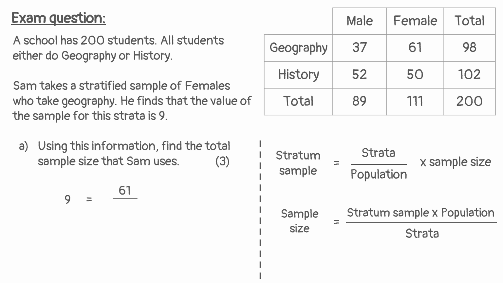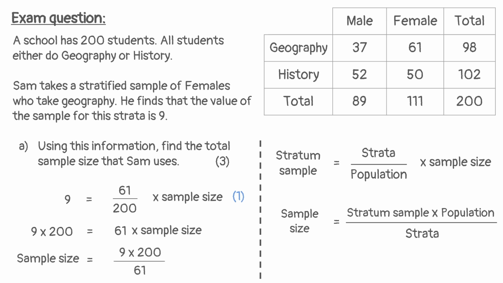I'll sub that into the equation, and the total we can gather here from the question is 200. We need to eliminate the fraction. To do that, we need to multiply by 200. Lastly, all of the left-hand side must be divided by 61 to get the sample size on its own. And typing this into the calculator, you get a value of 29.5. And we'll round this to 30.